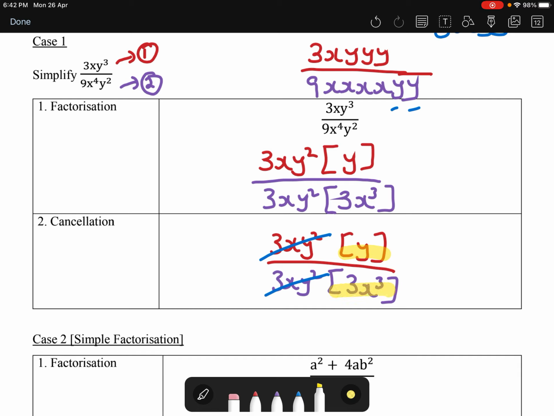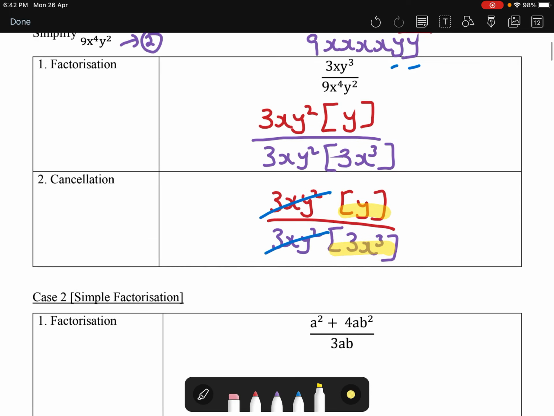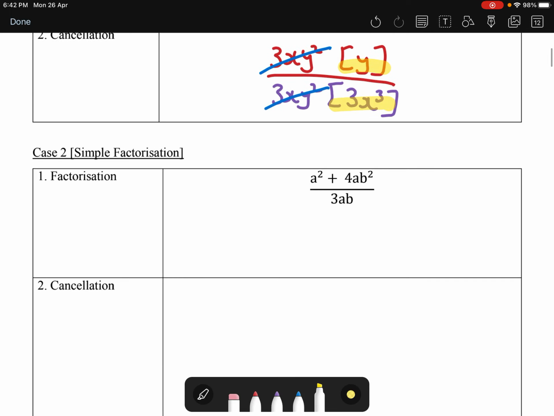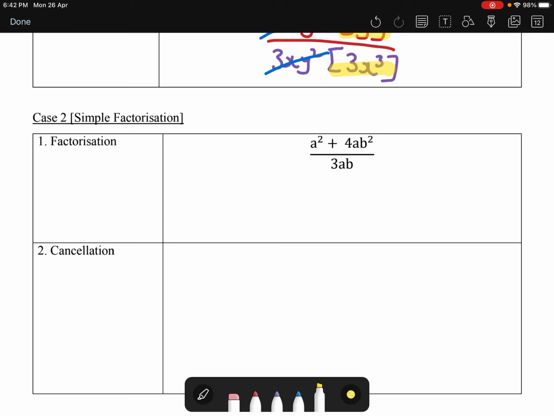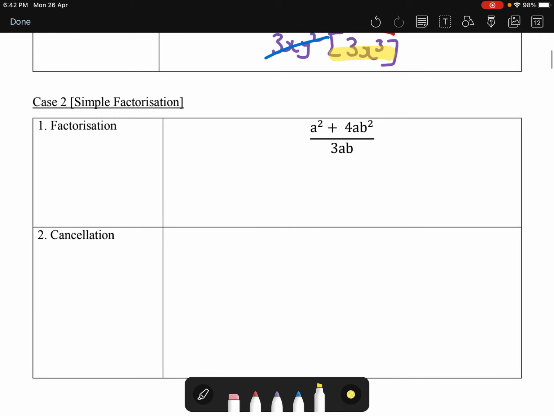So this is the simplest fraction you can get, right? Because there's only one term at the top and one term at the bottom. But what if you have two terms? Maybe two terms at the top and one term at the bottom. So you look at the top first. The first term is here, the second term is here, and the third term is at the bottom.